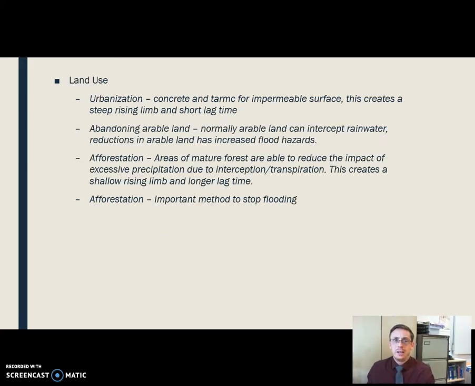Now, land use. We've got a little bit on land use to consider. Realistically, we're looking at the difference between urbanised land and arable land. And for the concept of this, arable land is really just any land that is either being farmed or has been left in a kind of rural state.